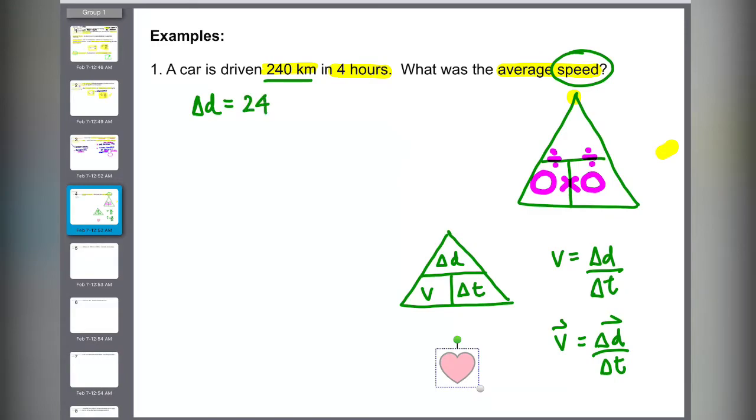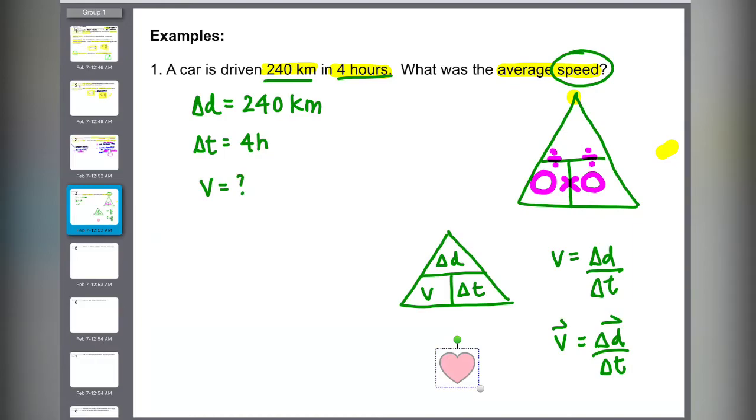Be very picky on your symbol. If it's supposed to be a lowercase, can you write a lowercase? Notice that I also write my units here, right? Kilometers. In 4 hours, 4 hours is your time. Okay, so I'm going to write 4 hour. I'm just going to use an H to represent it. They're asking for what is the average speed. Speed is what I'm looking for.